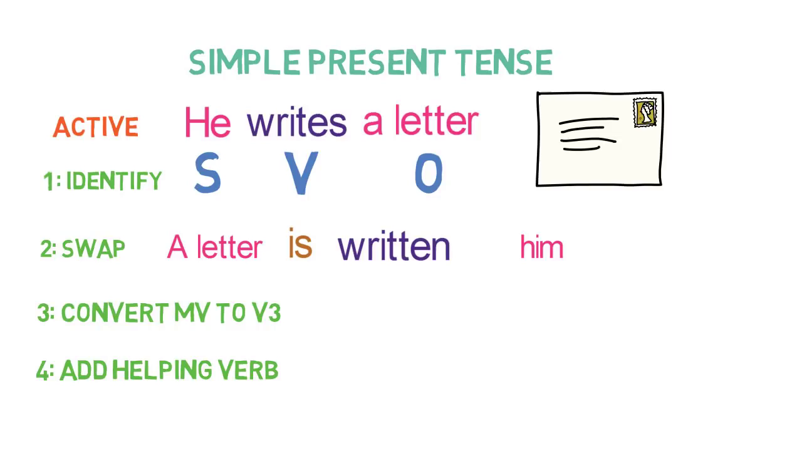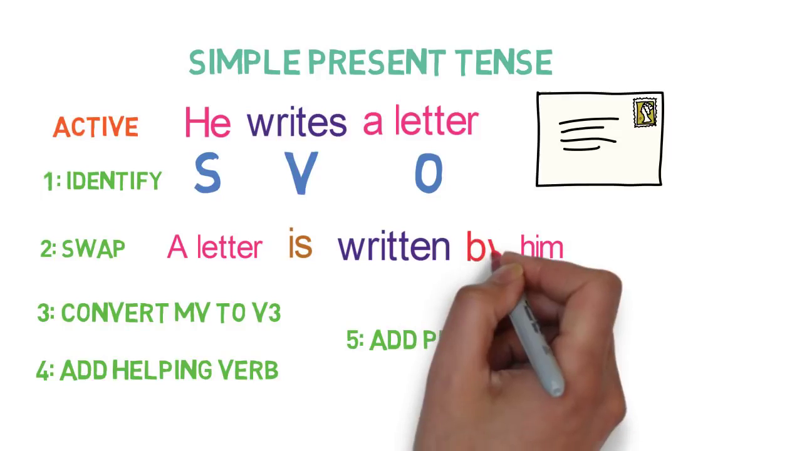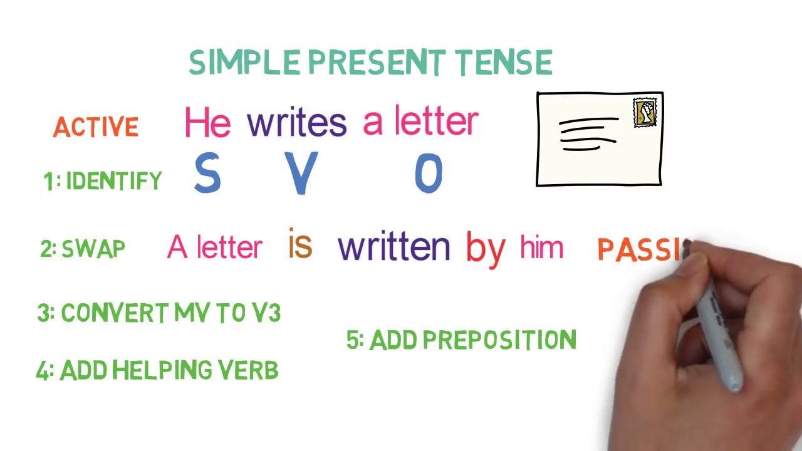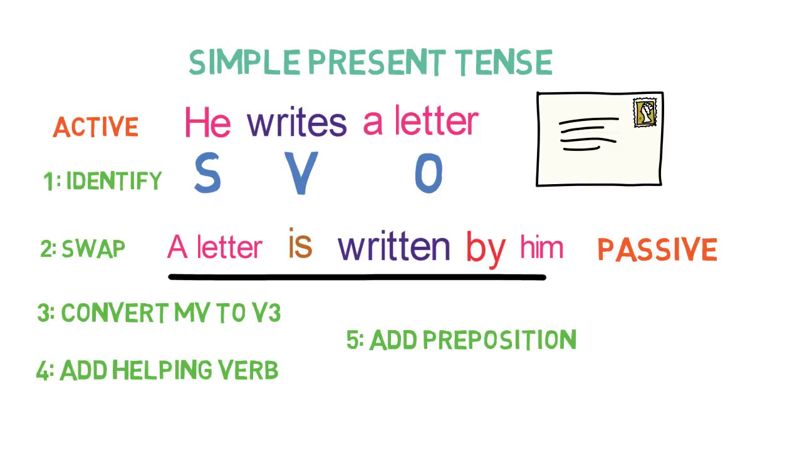Now, if you read the sentence, it is: a letter written him. Do you think that the sentence is complete? No, it's not. That's where step 5 will come. In step 5, we need to add by before him. Now, the whole sentence is completed: a letter is written by him. I hope you are clear with all the steps.